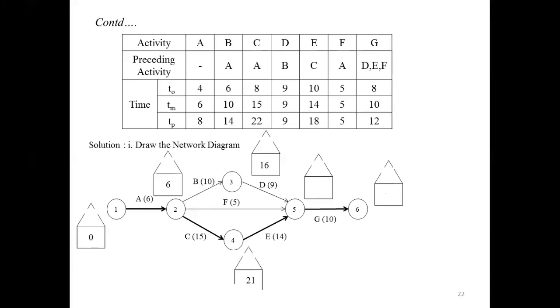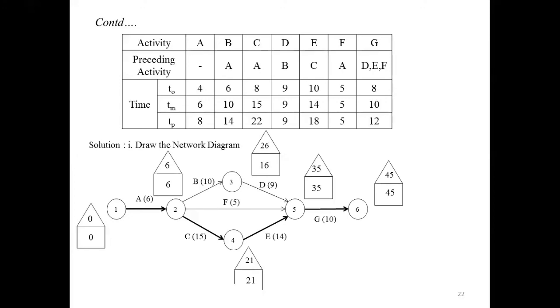For node 5, the maximum time is 35, that is 14 plus 21 will get 35. That is the maximum value you have taken in the forward pass. Then you will get 45. Next we have to start from the backward pass. We will get 35, 26, 21, 6 and we will get 0. This is the network diagram for the given problem.